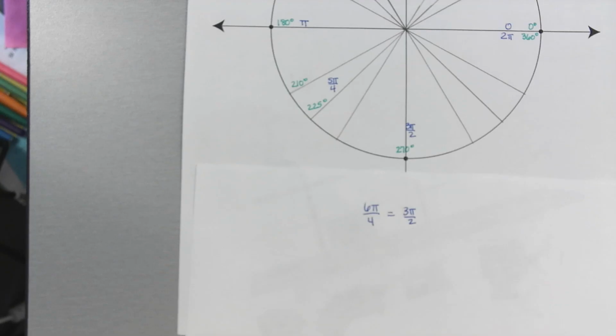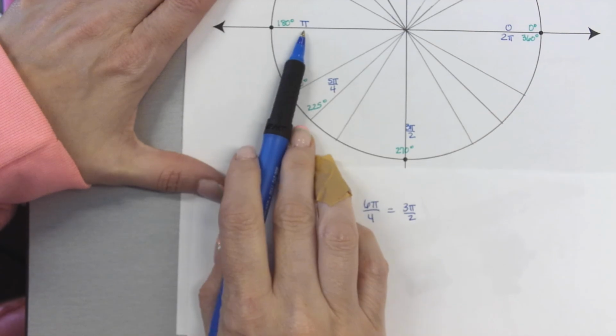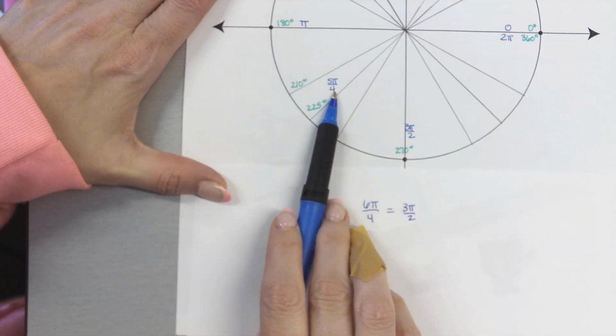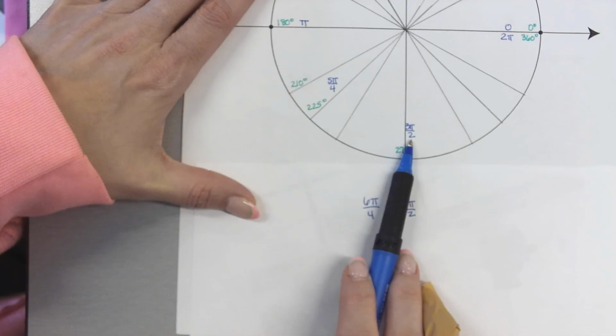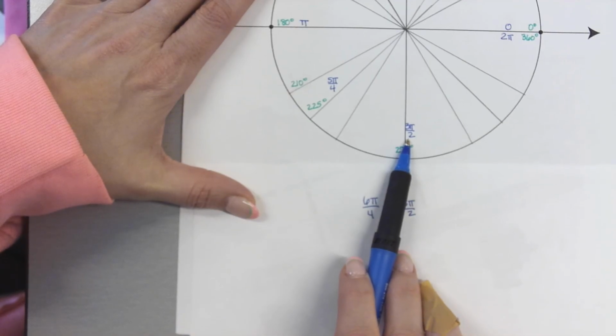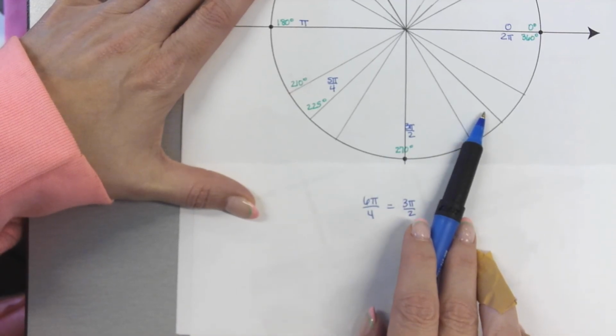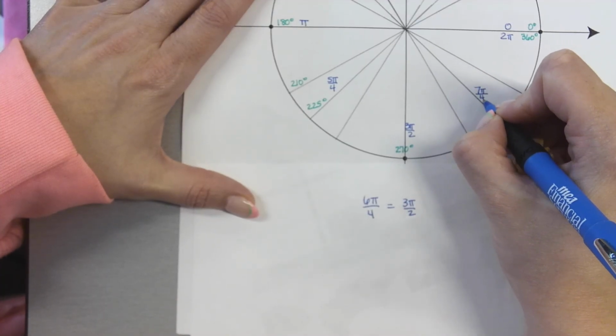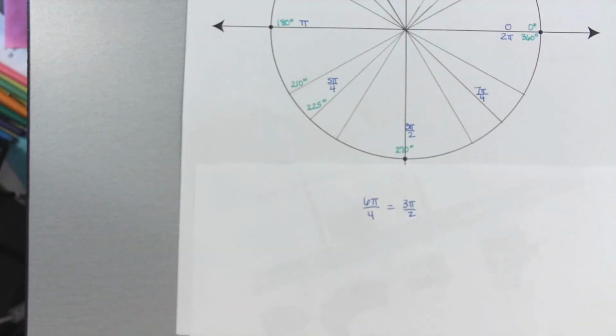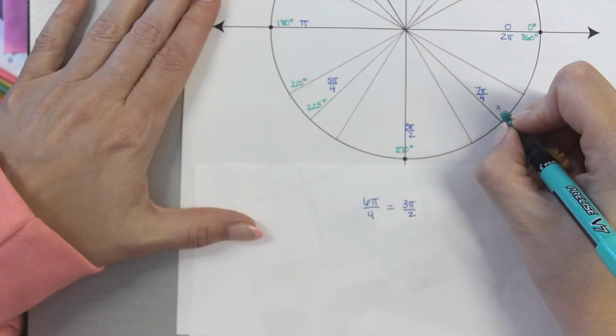Okay, so just to get us back on track, remember that here we were at 4 pi over 4. I went 45 degrees to 5 pi over 4, another 45 degrees to 6 pi over 4. So I'm going to go another 45 degrees to 7 pi over 4. And then 8 pi over 4 brings us back to 2 pi. Okay, so that should always happen.